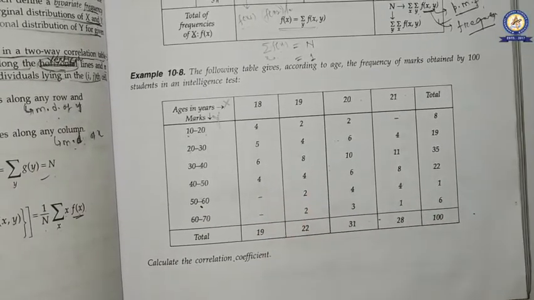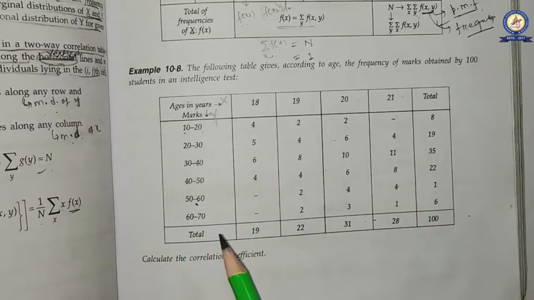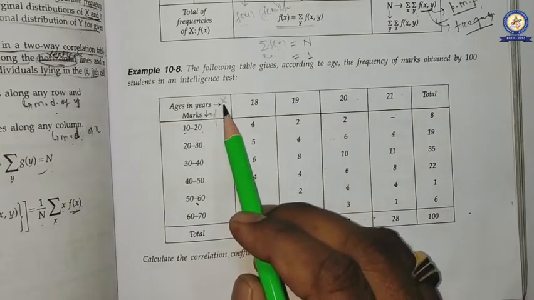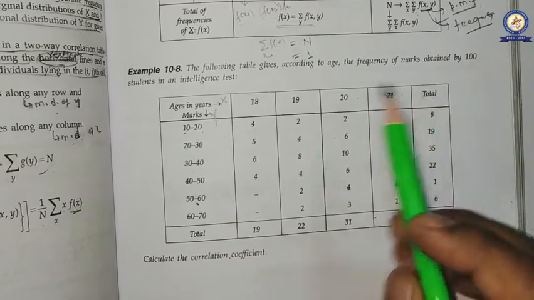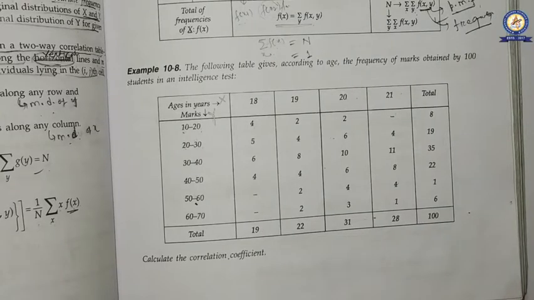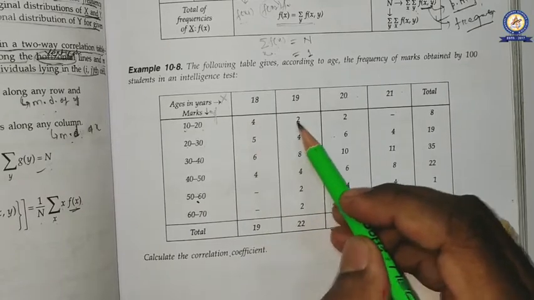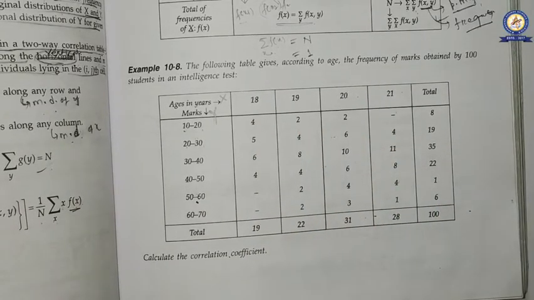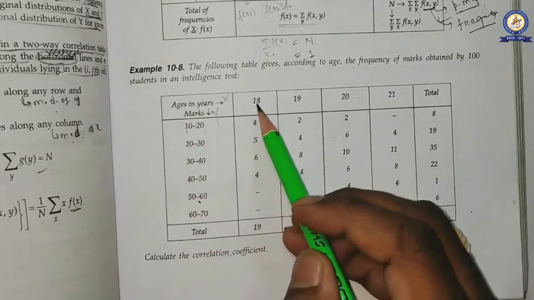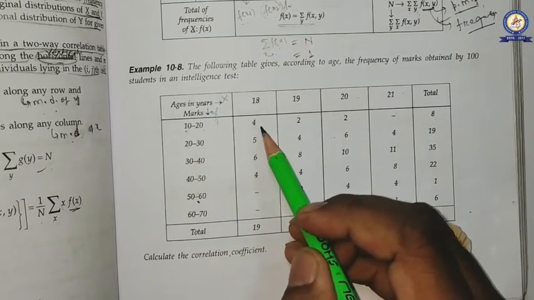So here the question has been given in table format. We can see that along the horizontal, the random variable x has been represented, and along the y-axis the random variable y has been represented. For each x and y, these values represent the corresponding frequency. So here 4 means, for age 18 years, marks secured between 10 to 20 will be 4, that is, 4 students.